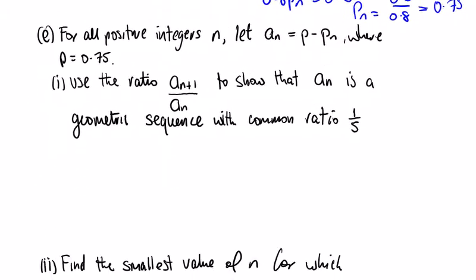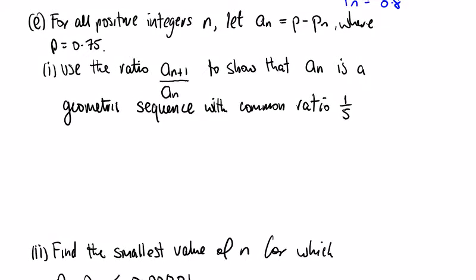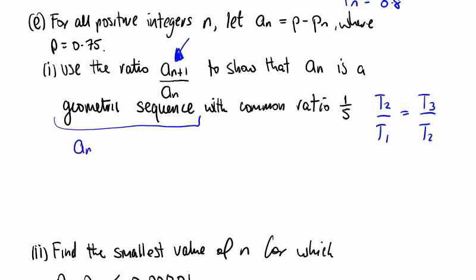Okay, this is where it goes into a geometric sequence. So what knowledge do we have about a geometric sequence? We have term 2 over term 1 equal to term 3 over term 2, and so on. That will give us our common ratio within a geometric sequence. And we're actually given the ratio here, a_(n+1) over a_n, where a_n is equal to this.